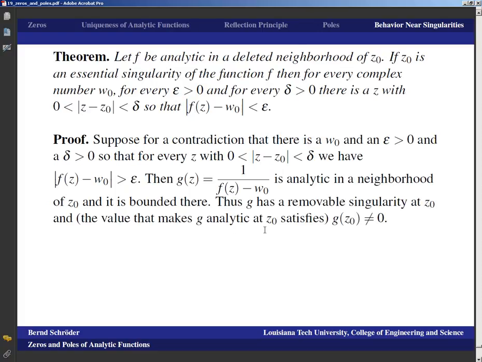And that means the value that makes g analytic at z0 satisfies g of z0 being not equal to 0, because otherwise this would go off to infinity, which it doesn't. It doesn't go off to infinity because it's bounded, and that means that this value must be not equal to 0.